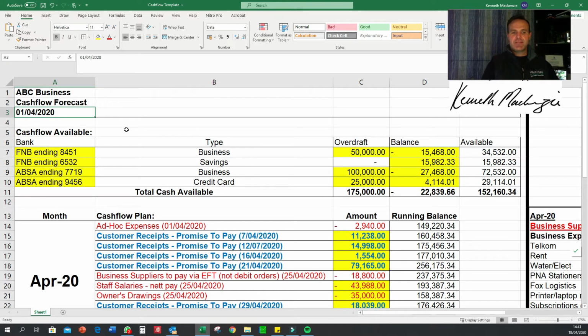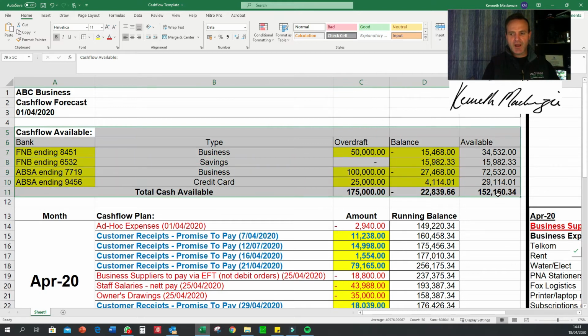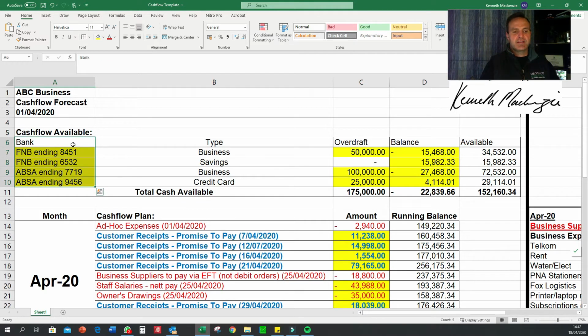If you have a look at this first table here, I want you to input all of the data into the cells that I've made yellow. Those are the cells that you can touch. The other cells you can leave, they're already calculated. In this first list here, we have all of the business bank accounts. Here we've got 2 FNB accounts, 2 ABSA accounts, and I always identify them by saying "ending" and then the number that the account ends with. It just gives me a quick view and understanding of which bank account I'm working with.